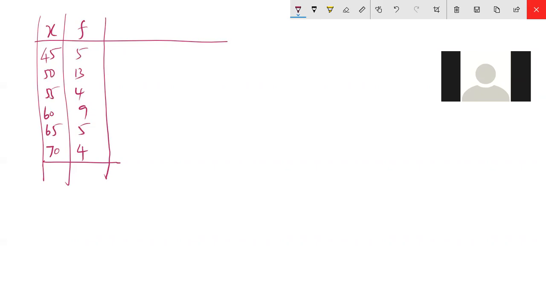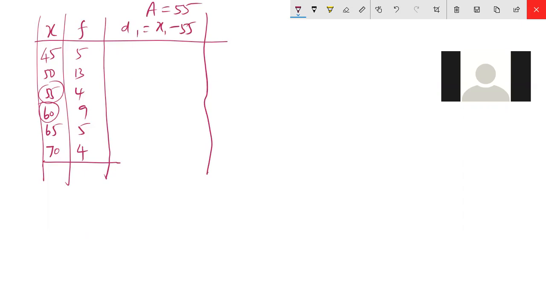You now have to use the assumed mean method only. Either you can assume 55 or 60 as the mean. Which one do we want to choose? Let us assume 55 as the assumed mean. Assumed mean is equal to 55. So d of i is equal to x of i minus 55.